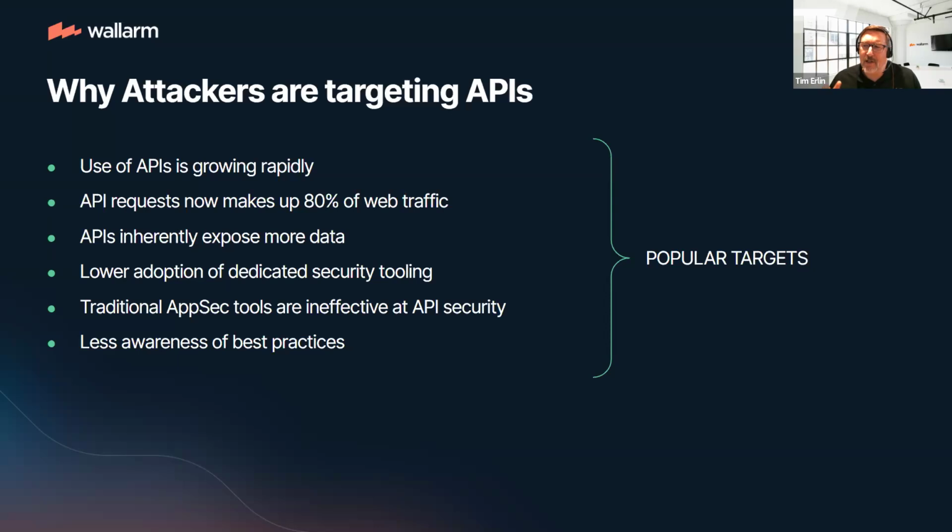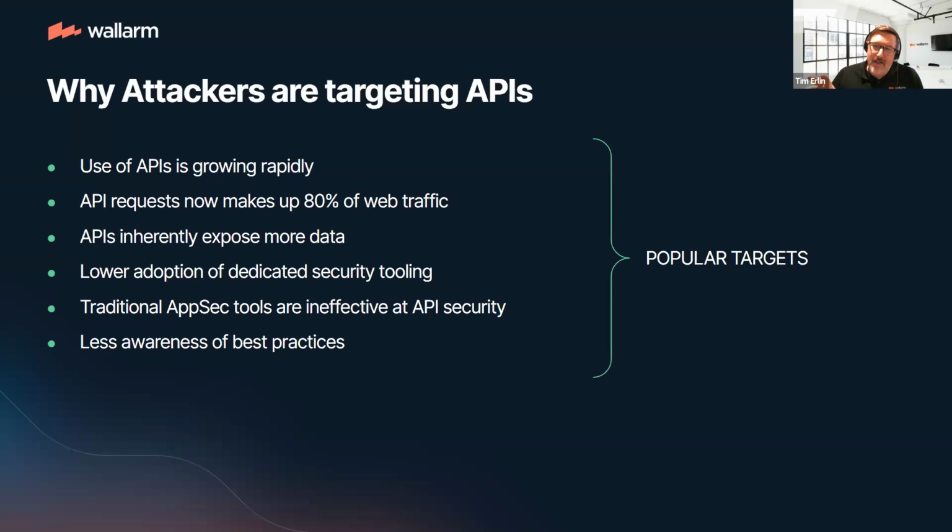So we also see there's lower adoption of dedicated API security tooling. There are lots of security tools out there, but they aren't by and large focused on protecting APIs. Traditional AppSec tools, or application security tools, were originally built for a world of web applications. And as a consequence, they tend to be ineffective at working with APIs. And generally speaking, despite the huge growth in API usage, there's less awareness of best practices.